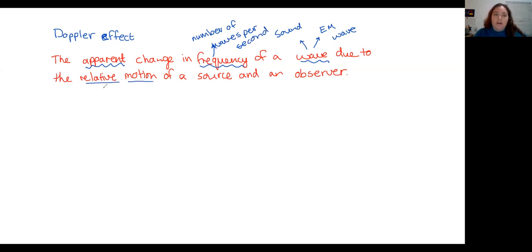Now, relative motion means that the source, that's what creates the sound or creates the wave, and the observer, which detects the wave. We have to have a relative motion of the source and the observer. That means that the source and the observer must either be moving towards each other or away from each other. If they're both moving at exactly the same speed in either direction, their relative motion doesn't change. So the relative motion is either that they move towards each other or away from each other.